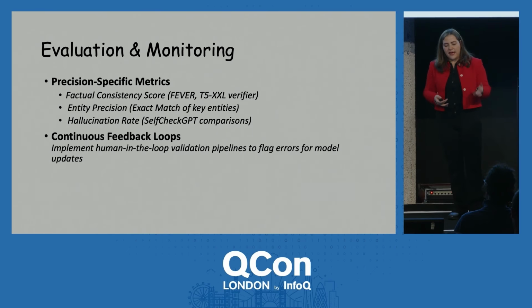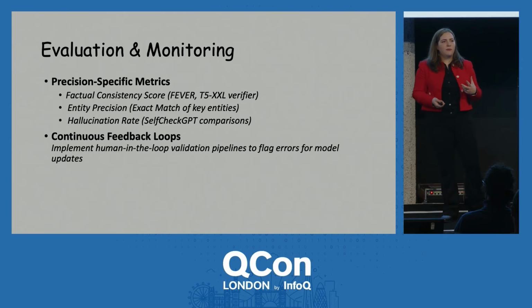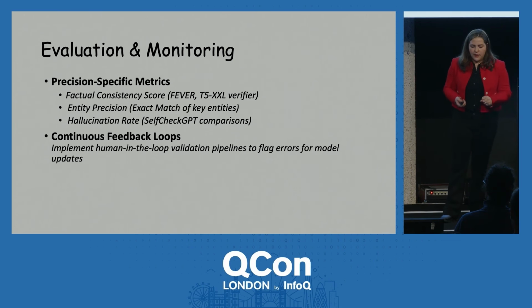Entity precision, exact match of key entities. Sometimes, for example in the market one, we give a bid, we get back, and we learn that a better bid has won. Maybe there's some small percentage between our bid and the bid that won. There is a feedback loop, there is an evaluation and monitoring. This is how we're solving it.